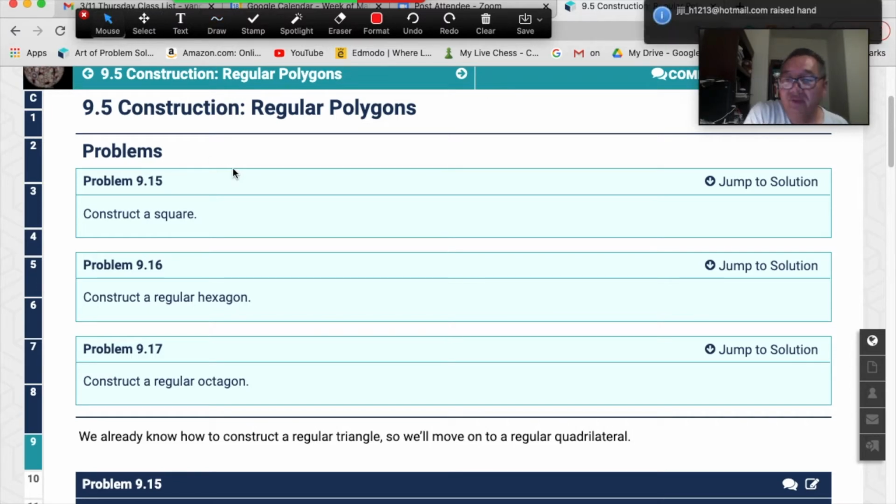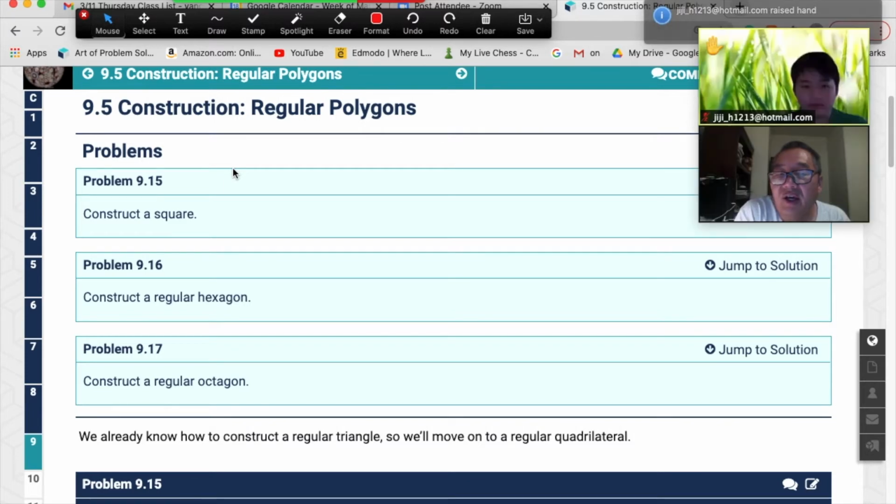Now, second one, how to build a hexagon.